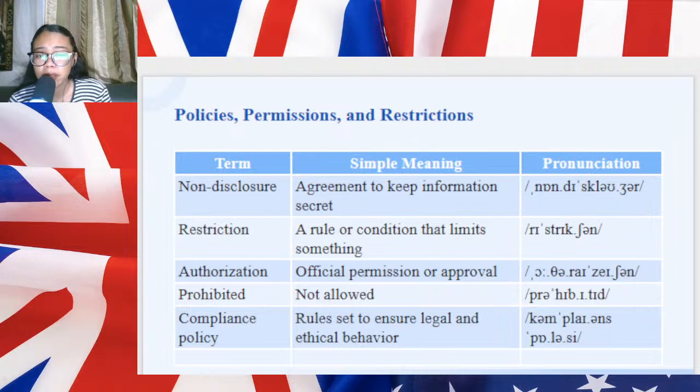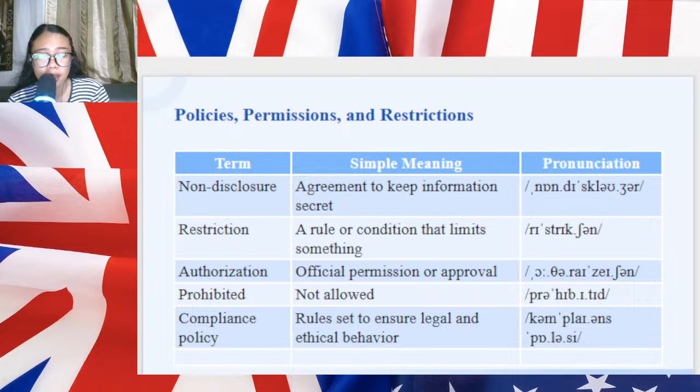We shall immediately move on to the last set of words, which is on policies, permissions, and restrictions. Let's start with non-disclosure. This is an agreement to keep information secret. So it's a legally binding agreement between two or more parties that specifies information they wish to share for a particular purpose but restricts its wider dissemination or use by the receiving party. Okay? All right.